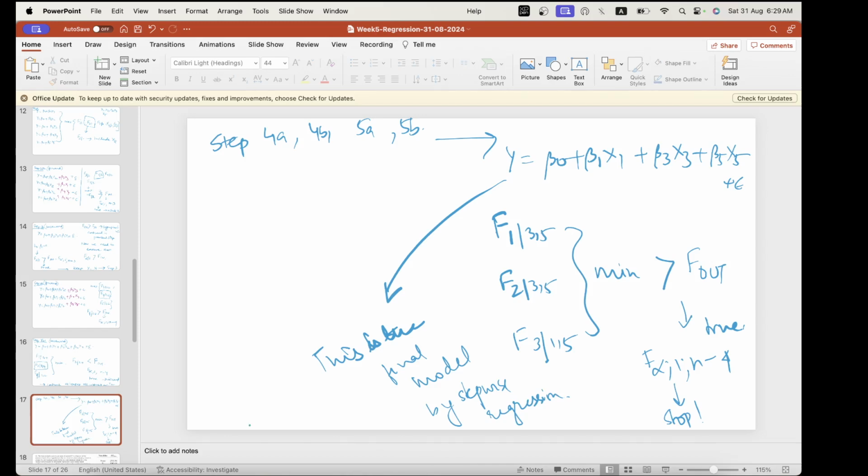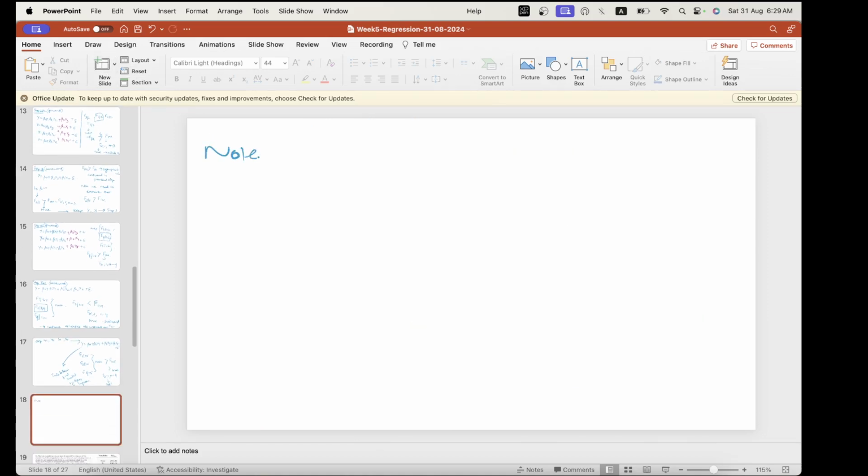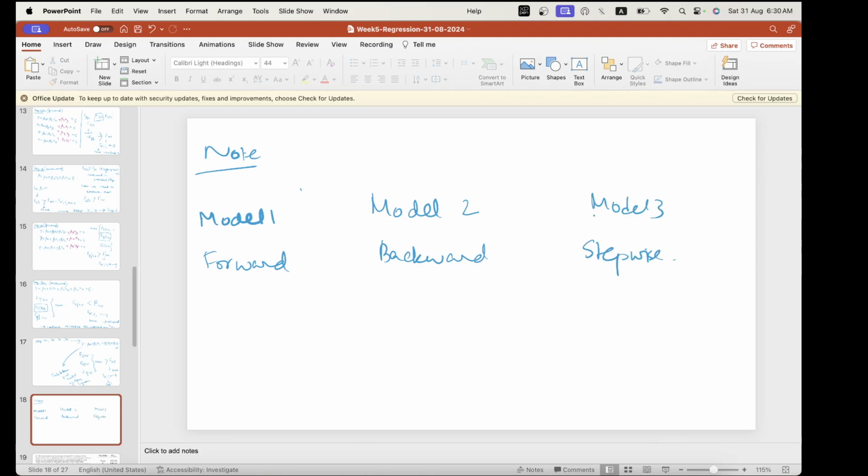All right, so one thing that we should keep in mind is that if we have model 1 from forward, we can have model 2 from backward, and we can have model 3 from stepwise. Okay, so we have to note that models 1, 2 and 3 may or may not be identical. What I mean to say is that forward may give you a certain result, backward may give you another result, and stepwise will give you yet another result.